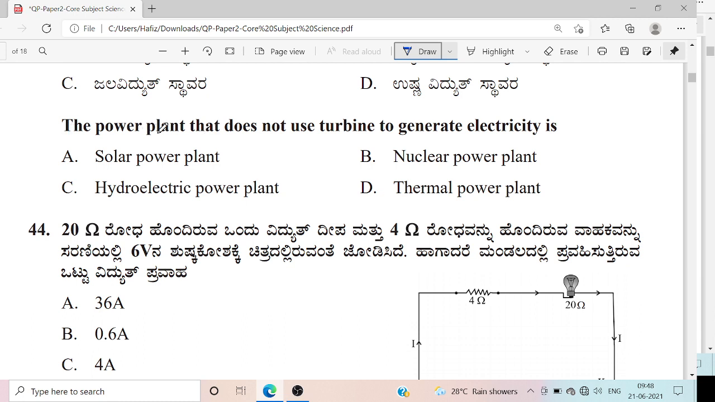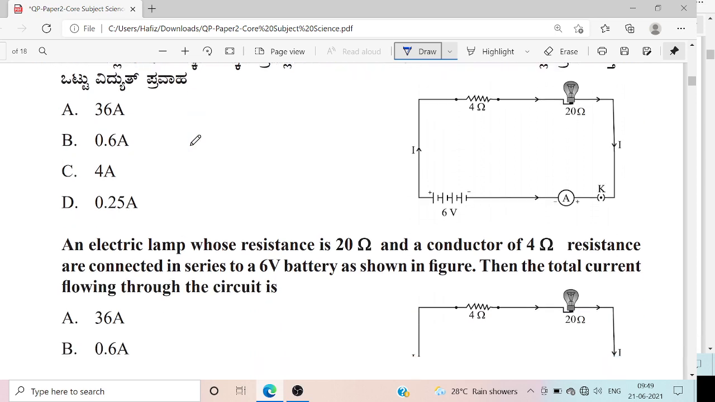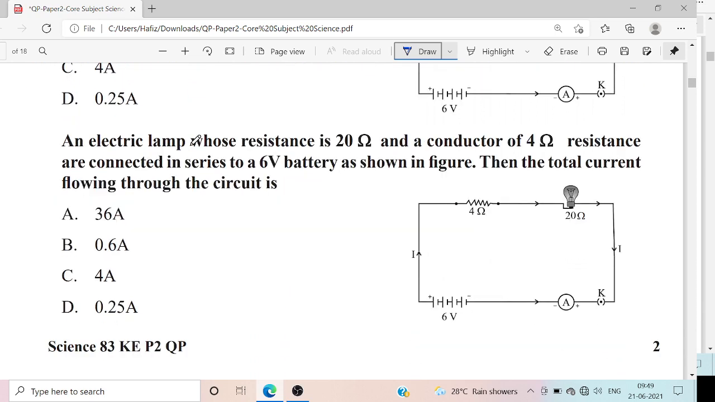The power plant that does not use a turbine to generate electricity is. See here, it is option A. Solar power plant does not have any turbines to convert mechanical energy into electrical energy, remember. The other three have turbines installed in them so that the mechanical energy gets converted into electrical energy. Whereas in solar power plants, the solar energy is directly converted into electrical energy without the use of turbines.